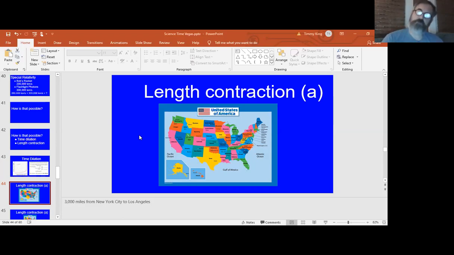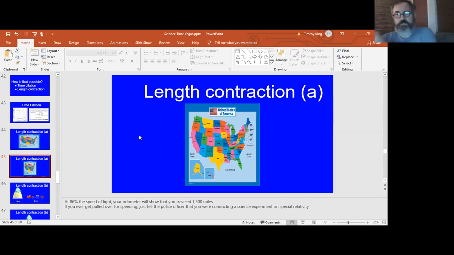So let's get back to length contraction. I'm going to give you two different examples of length contraction because it's kind of weird. If you got in a brand new car in New York City with 0 miles on the odometer, and you drove that car to Los Angeles, when you got to Los Angeles, your odometer would say roughly 3,000 miles, because that would be the distance that you traveled from New York across to California. If you were to get in the same car with 0 miles on the odometer, and you were to travel across country at 86% of the speed of light, using the exact same roads that you used in the first car, your odometer would say that you traveled 1,500 miles, half the distance.